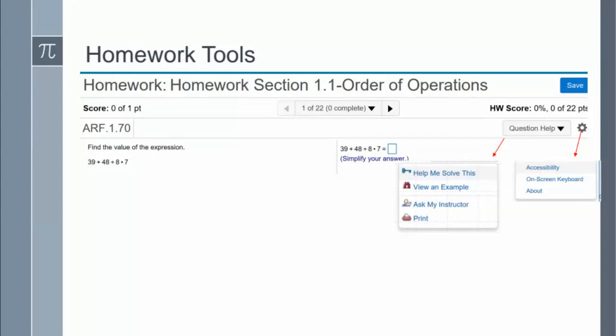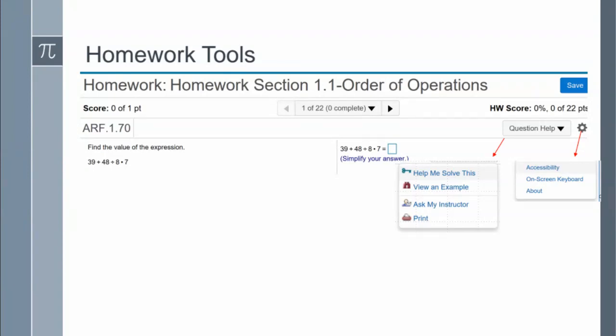All right, so let's go into some of the tools. Let's start here first with one that I tell all my students about and that I like a lot. Let's say that you're in a problem and you need help solving it. You're not sure how to solve it. Well, you have several options.